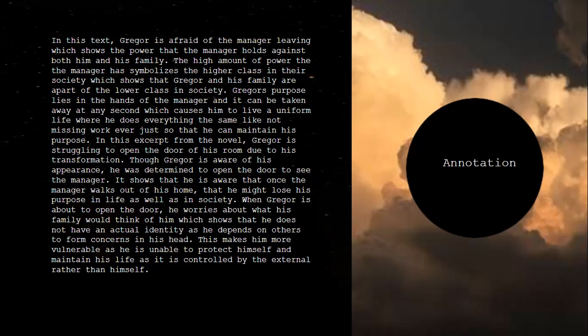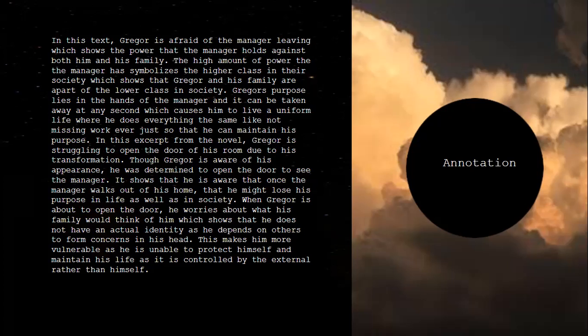Then Gregor goes on to think that when he opens the door, he worries about what his family would think of him, which shows that he does not have an actual identity as he depends on others to form concerns in his head. This makes him more vulnerable as he is unable to protect himself and maintain his life as it is controlled by the external rather than himself.